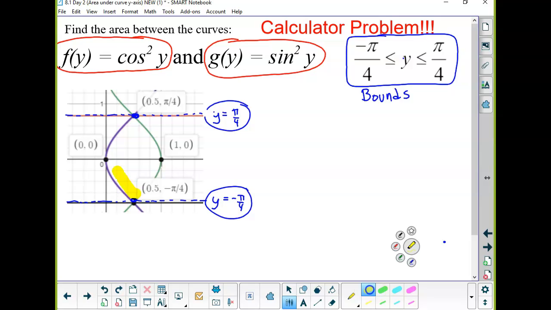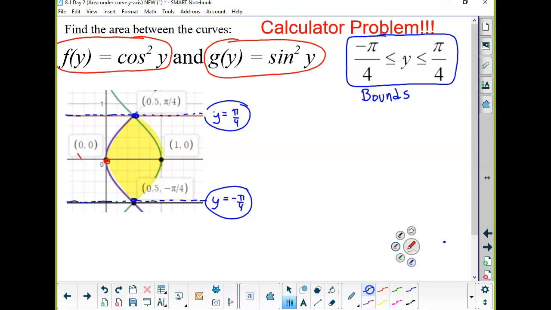And what we need to do is find the area between the two curves. Now the question is, what if they give you this graph? How do you know which one is your right function and which one is your left function? Okay. If they give you the graph, you still might have to determine which one is which. Here's what I would do.